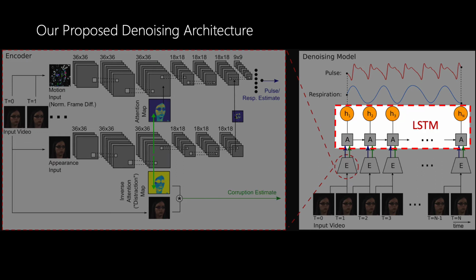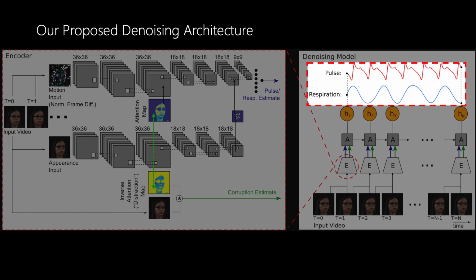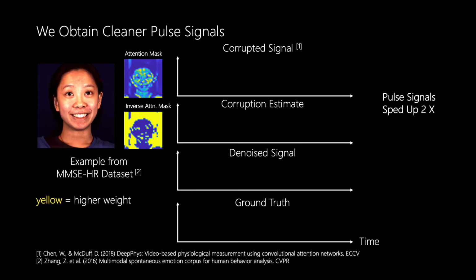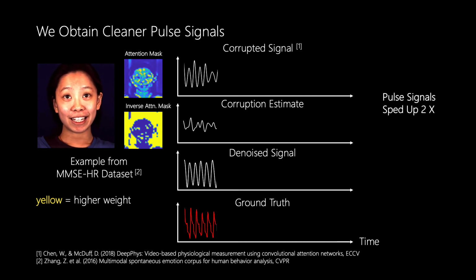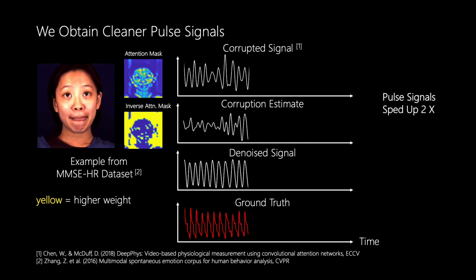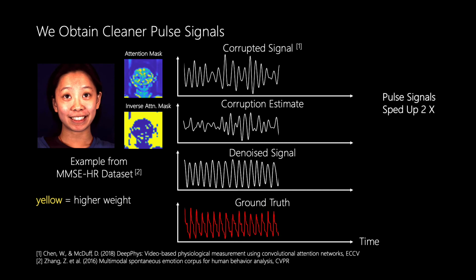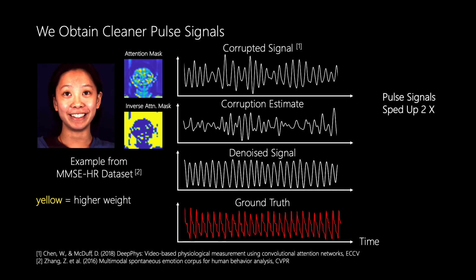A long short-term memory network, LSTM, can learn to suppress the corruptions in the physiological signals, producing cleaner pulse and respiration signals. We denoise the corrupted physiological signals using the corruption estimate. We obtain cleaner signals which match the ground truth signals better. Our denoising approach is robust even in the presence of these sudden and large motions and facial expressions.